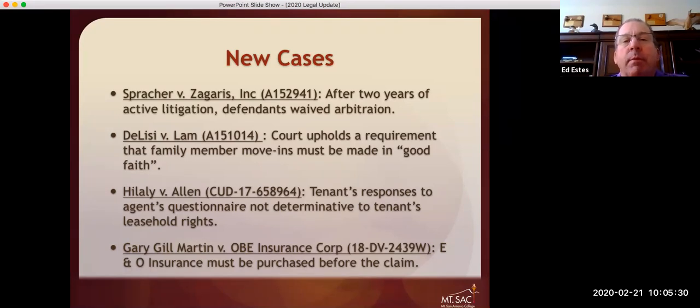So I think I just misspelled arbitration there too. So that's bad on my part. But anyway, the court held that after 2 years, the defendants had in fact waived their arbitration rights. So that's important to note, that if you do have a contractual dispute and you have an arbitration clause that you want to enforce, you got to go with arbitration in the beginning. If you go into court and start litigation, you probably will not be able to go back and arbitrate the case. The next case is the DeLisi versus Lamb.